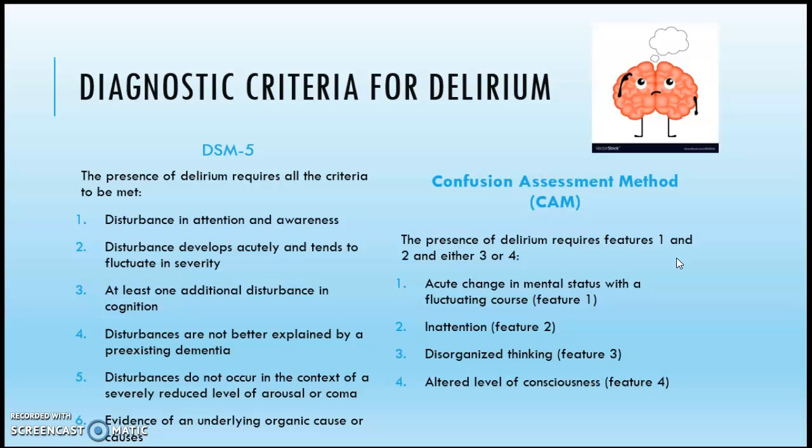Confusion Assessment Method. The presence of delirium requires features 1 and 2 and either 3 or 4. Acute change in mental status with a fluctuating course, inattention, disorganized thinking, altered level of consciousness.